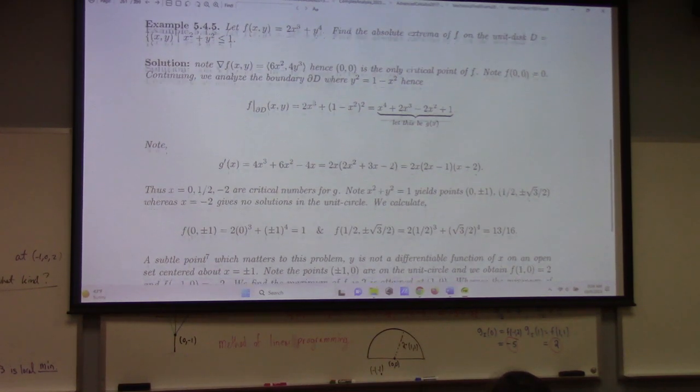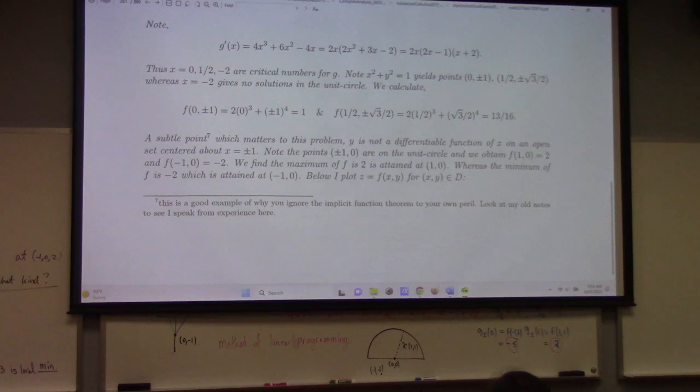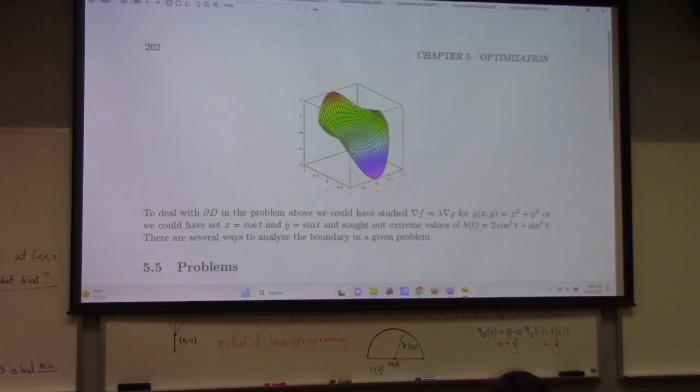Here's a picture of it. So it turns out that it's minimized down here. It's maximized up here. And there are some funky saddle points in the middle.